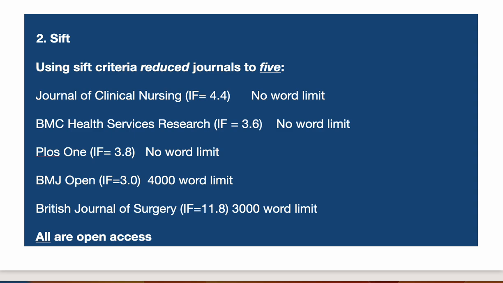So using those principles, when I sifted my 17 journals, I whittled it down to 5. And these are the 5 I reduced it to. As you can see, 3 of them had no word limit, which is brilliant from my point of view because I write qualitative papers and that's always word heavy. They've all got reasonable impact factors. In fact, British Journal of Surgery has obviously got a very high impact factor, but surgery might be just a little bit too focused for me.